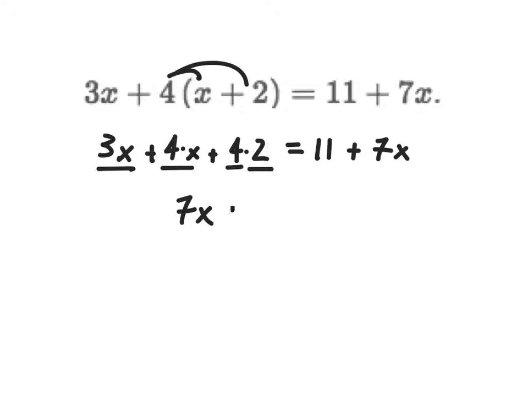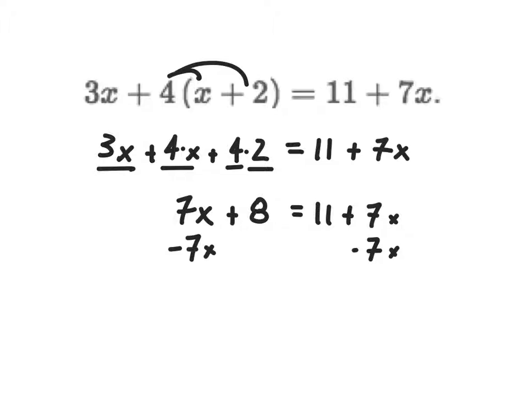4 times 2 is going to give me plus 8, and that's going to equal 11 plus 7x. Okay, let's combine all my variables. So I'm going to move this 7x over to the left side. So I'm going to subtract 7x from both sides.